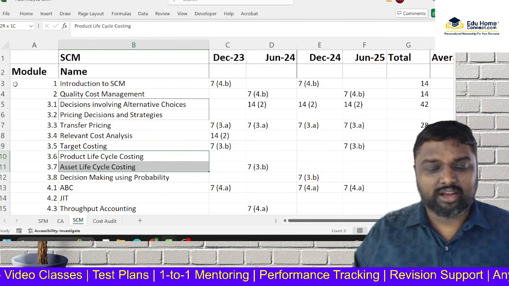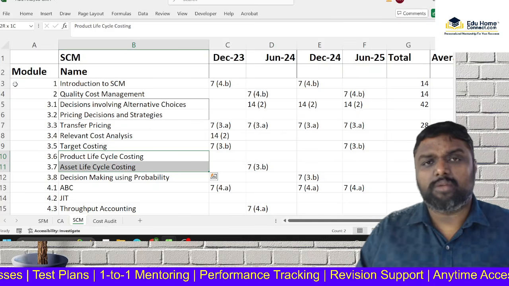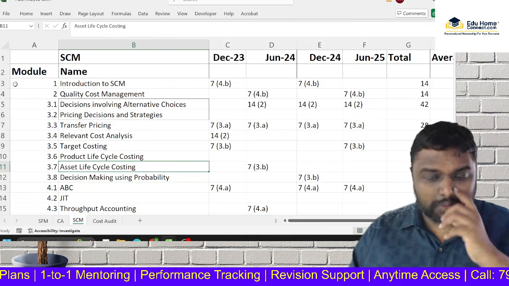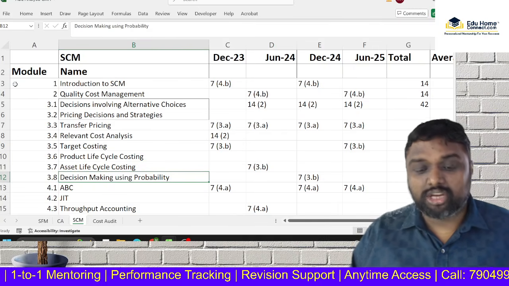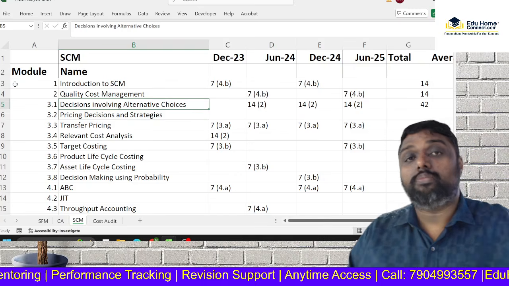So product life cycle, asset life cycle, so far only one question came. So it's a normal costing sum. Even asset life cycle means your capital budgeting sum. So it is a normal area. I'm not highlighting it. Decision making using properties is an extension of your decision making area, which you learned in the previous sections.